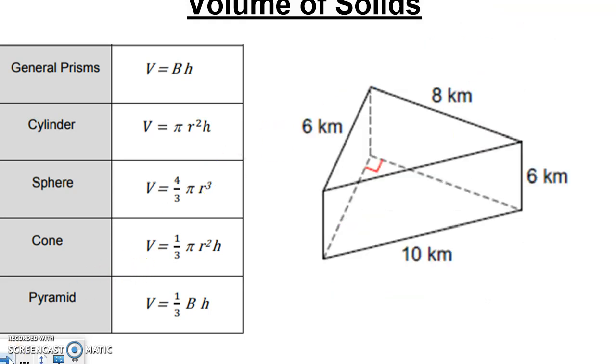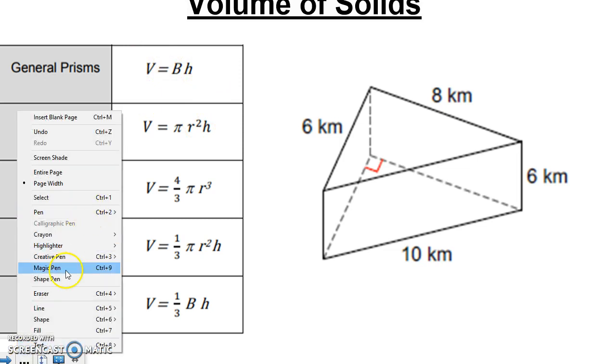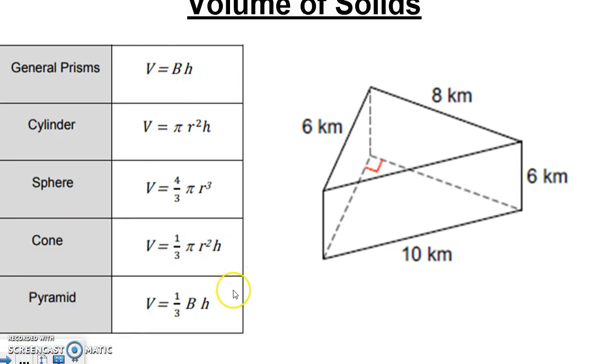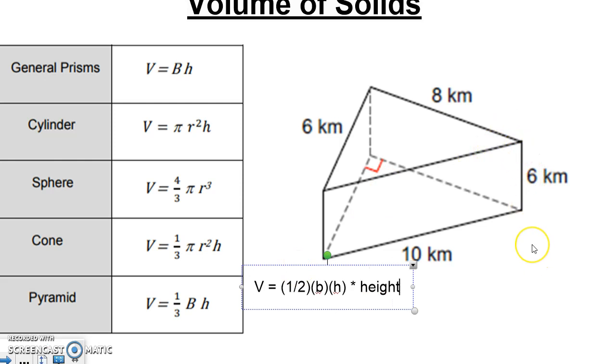Our next example here is a triangular prism. How do I know it's a triangular prism? Because the base is a triangle now instead of a rectangle. We're still using the same formula, the area of this base times the height, but it's going to look a little bit different because since our base is a triangle, capital B is going to be the area of a triangle, which is half base times height. And then we're going to do times the height of the entire prism.